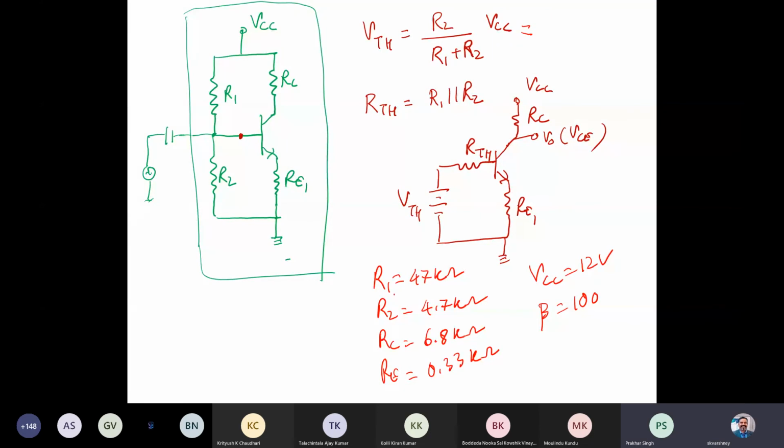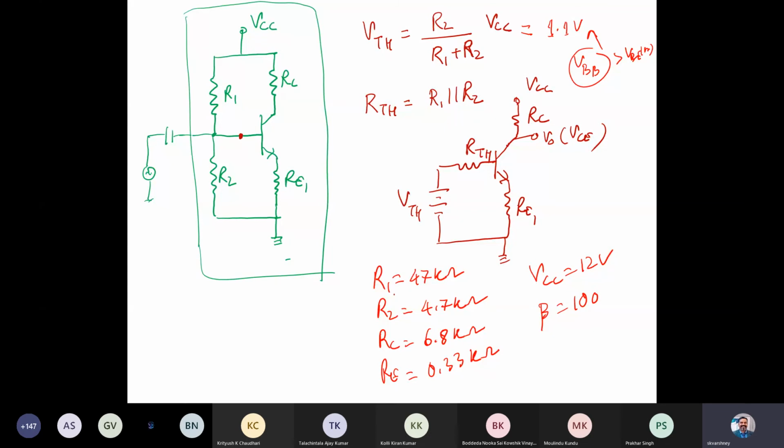Yeah, anyone? 1.09. Sorry, how much? So 1.1 volt. Okay, good. So you can see it is 1.1 volt. It means the voltage VBB is greater than VB on. So now the transistor is on.